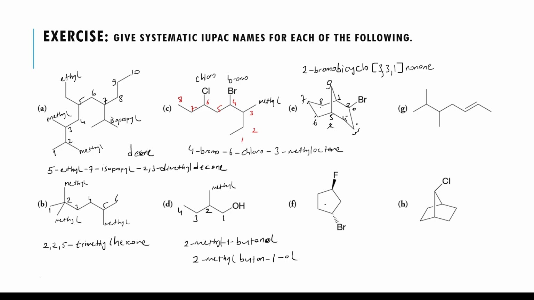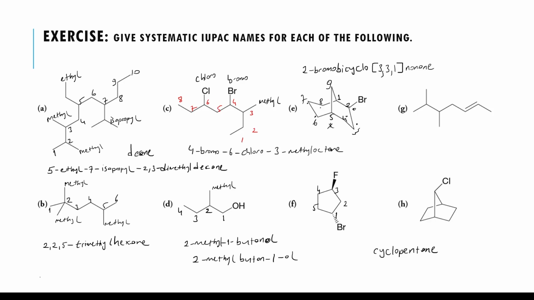For F, it's a monocyclic system. I have 5 carbons in the cyclic system, and this is pentane, but cyclopentane. So let's write here, this is cyclopentane, and I have 2 substituents, bromine and fluorine. You need to start numbering from the first branching point. I will say this is 1, this is 2, this is 3, 4, 5. So 5 is pentane, cyclic structure, cyclopentane.